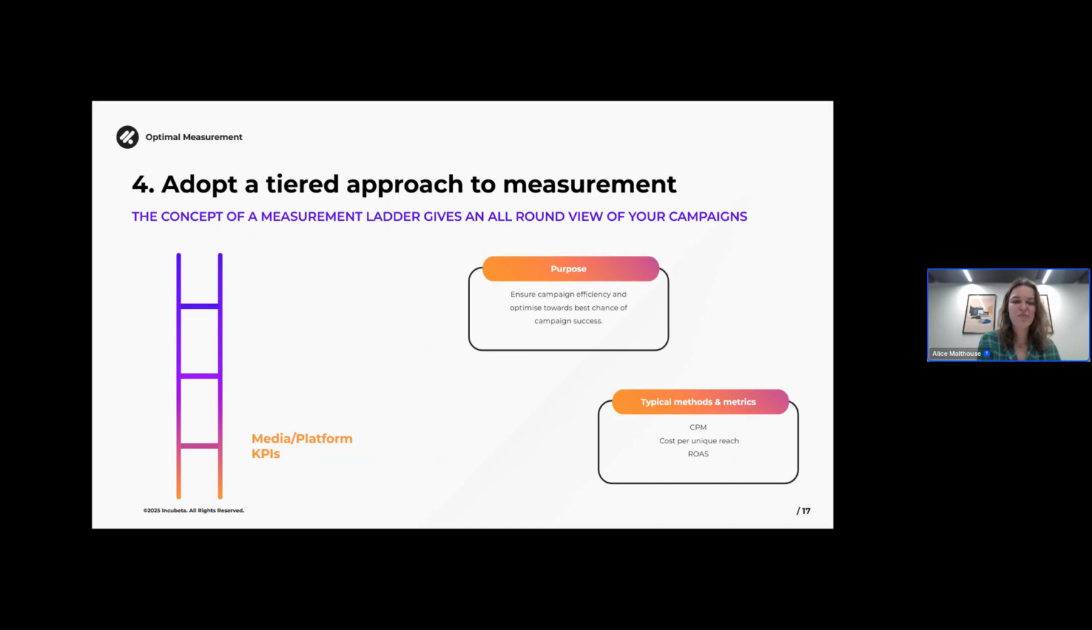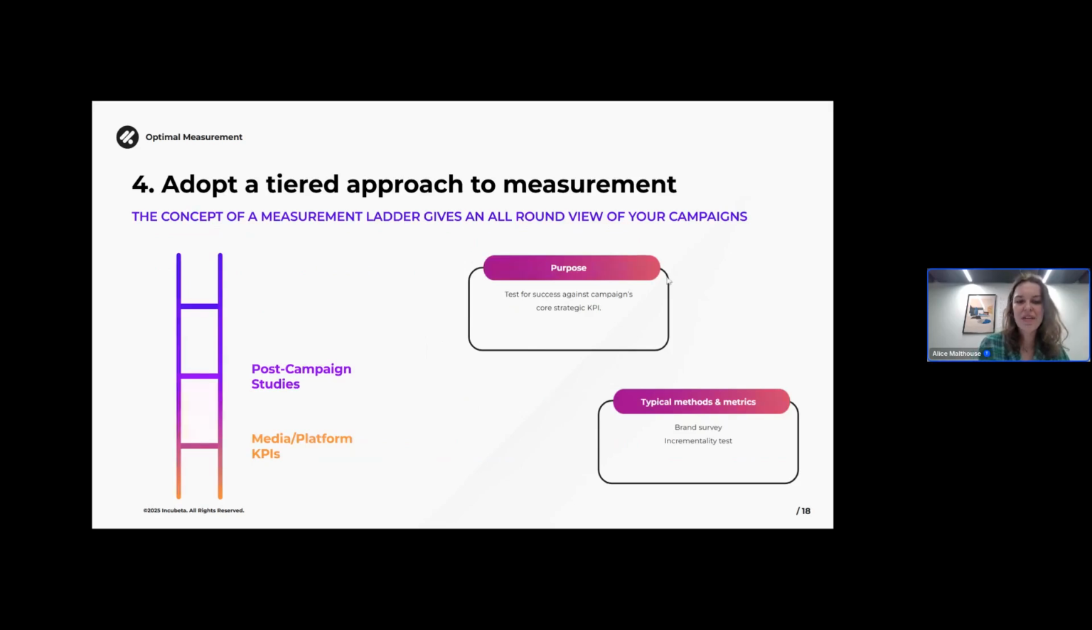So the first is media or platform KPIs, and that's something we've spoken about a little earlier on. You want to make sure that you're defining your media or platform KPIs at the beginning of your campaign. This just means that you can optimize towards these every day or however often you're in the platform, and it will give your campaign the best chance of success. Some typical metrics for this might be a CPM, a cost per unique reach, or a ROAS.